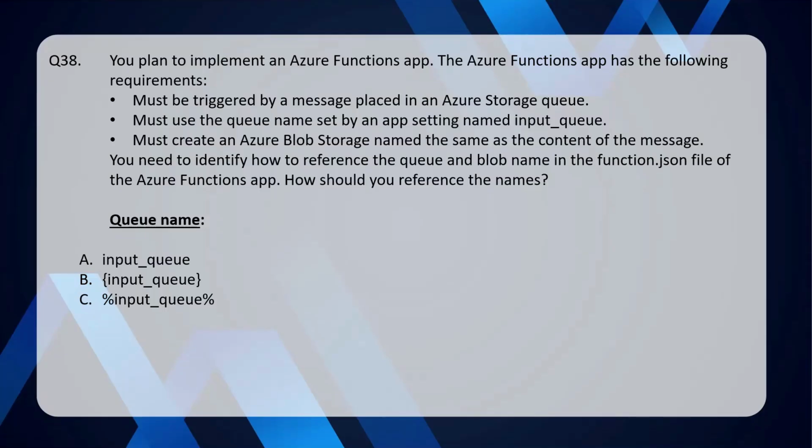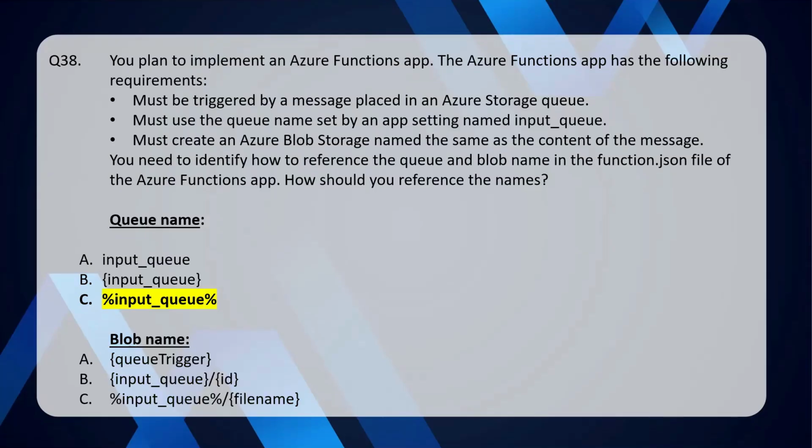The first part of the question is talking about queue name. And then you have three options which are the variations of the input queue. Now, folks, in Azure Functions, app settings can be referenced in function.json using the app setting name inside percentage marks. So if the app setting is named input underscore queue, the queue name should be percentage input underscore queue percentage.